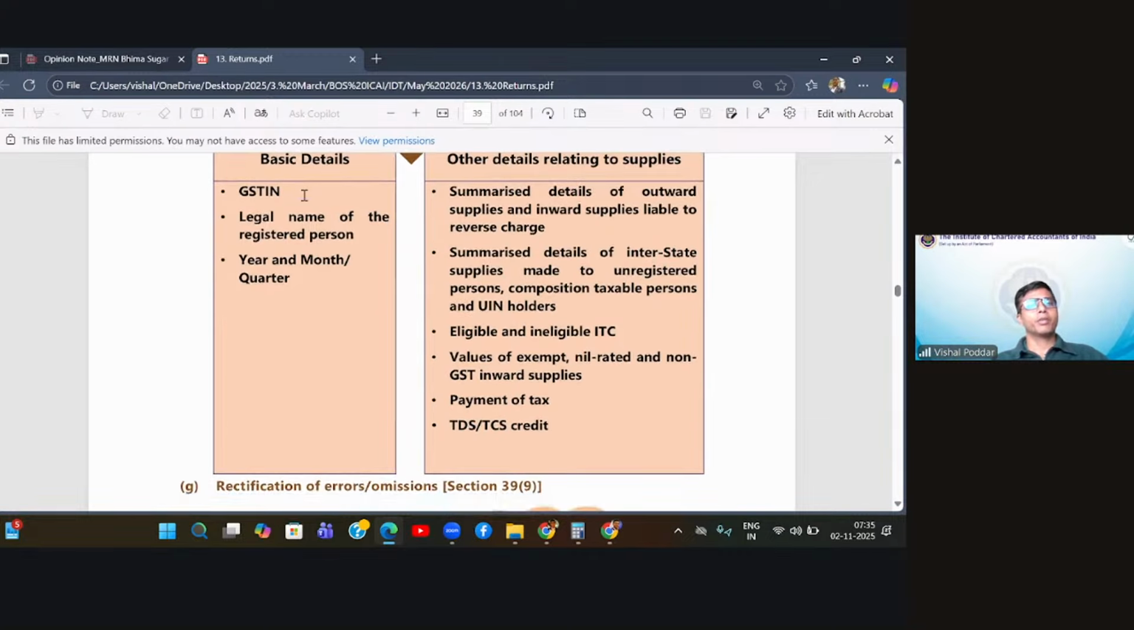Now, broadly, what GSTR 3B will contain. What details are covered? So the basic details are the GSTIN, legal name, and the period for which this return pertains.